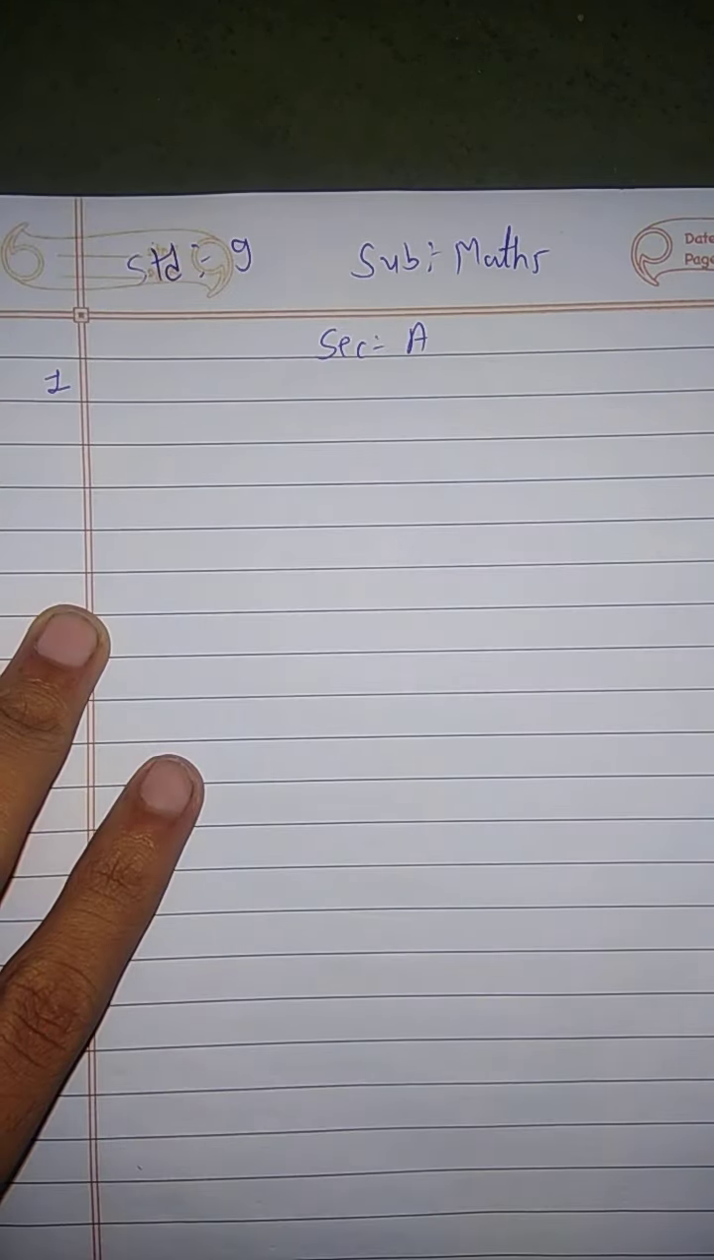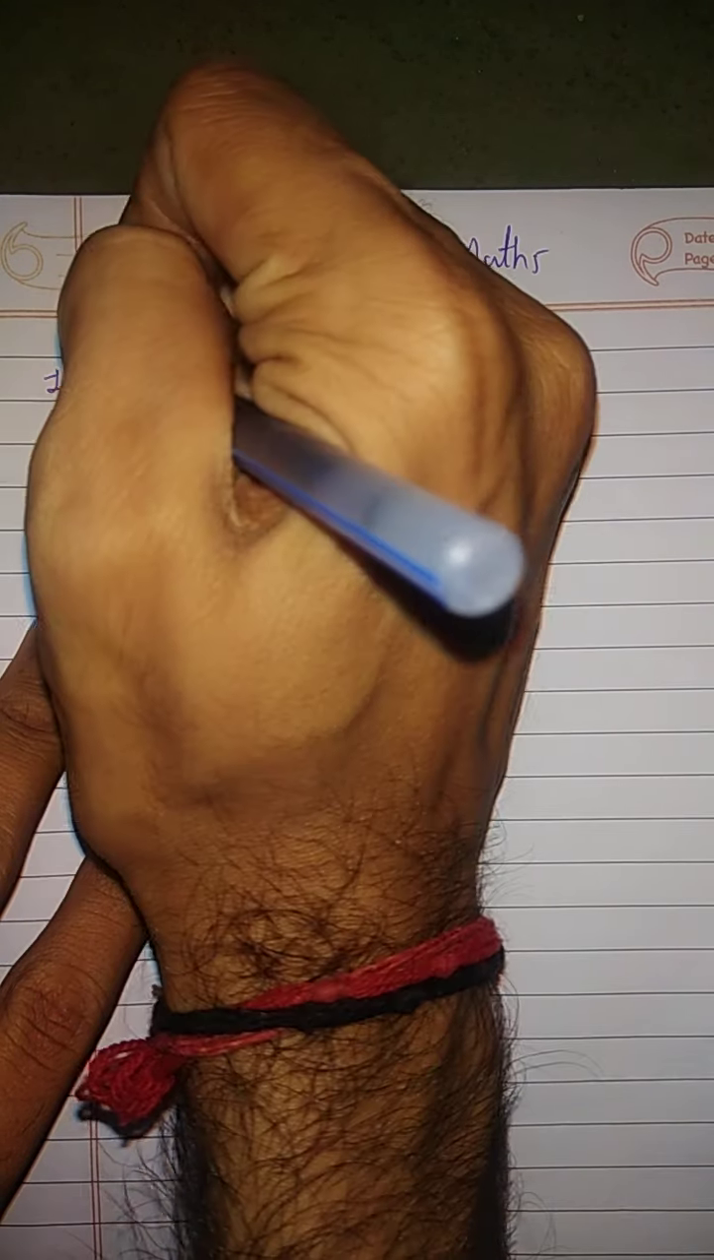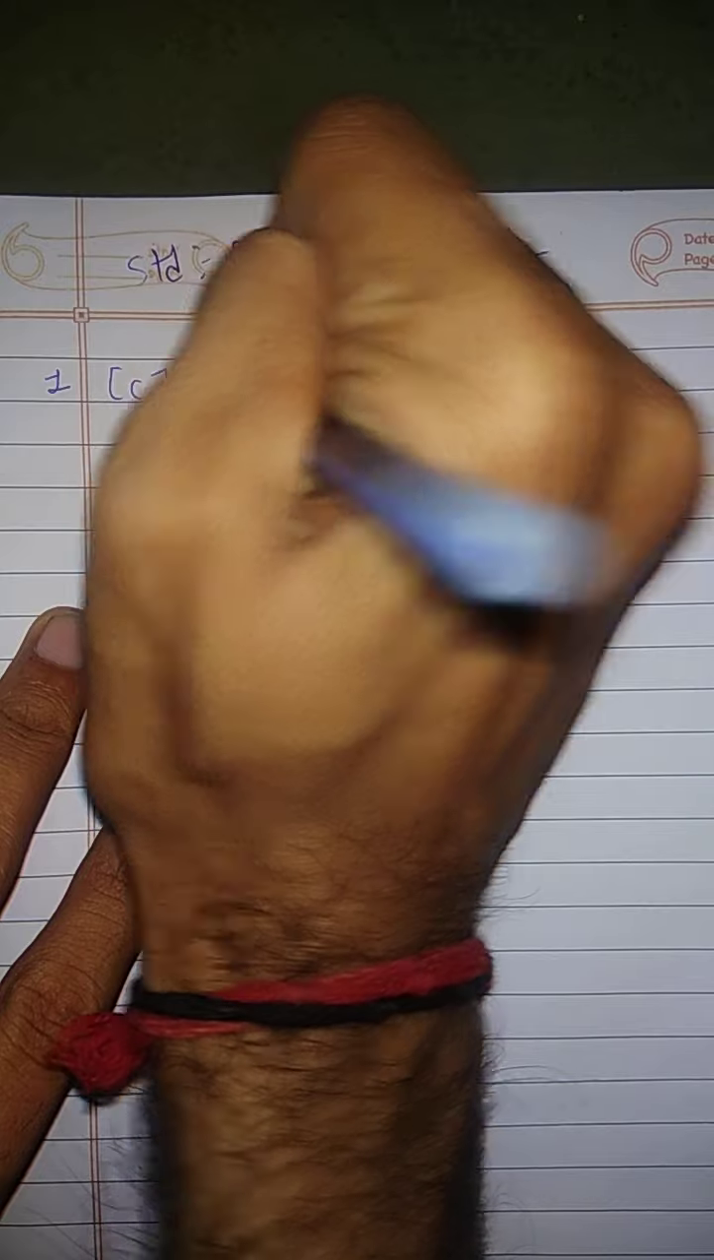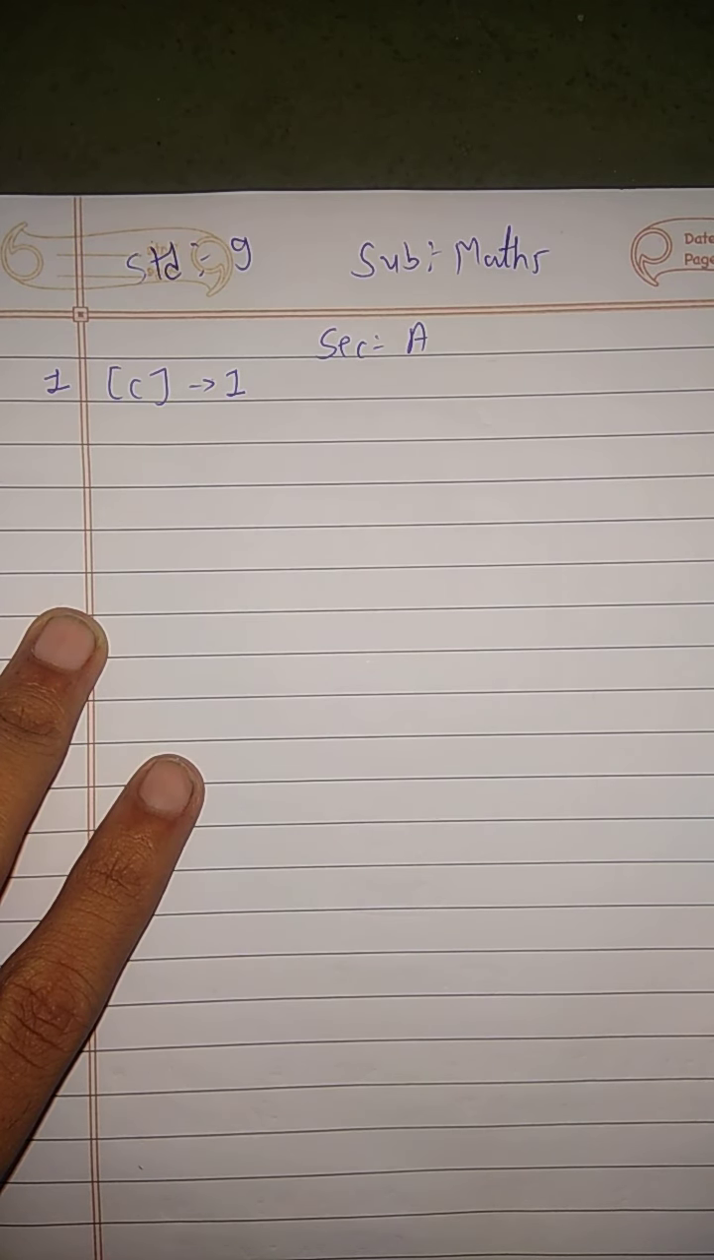The first one: the sum of all the probability of an elementary event is equal to, option A -1, B 0, C 1 and D 2. So the correct option is C, 1. The sum of all the probability of an elementary event is equal to 1.